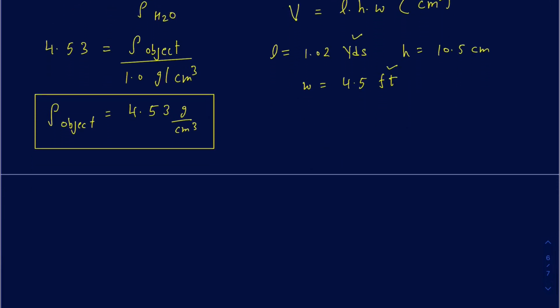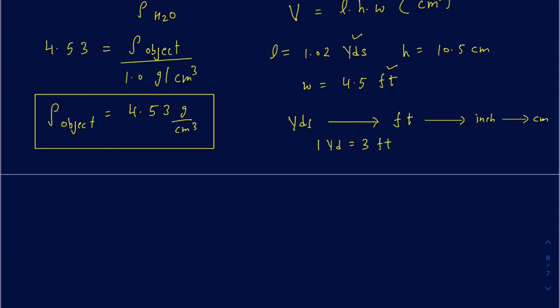So starting out with the length here, if I want to convert the yards, I'm going to write that down here. So the yards can be converted to the feet, and then the feet can be converted to the inches, and then the inches can be converted to the centimeters. So that's one way of looking at it. So how many feet are there in 1 yard? Make sure you know the conversion factors there. 1 yard is 3 feet.